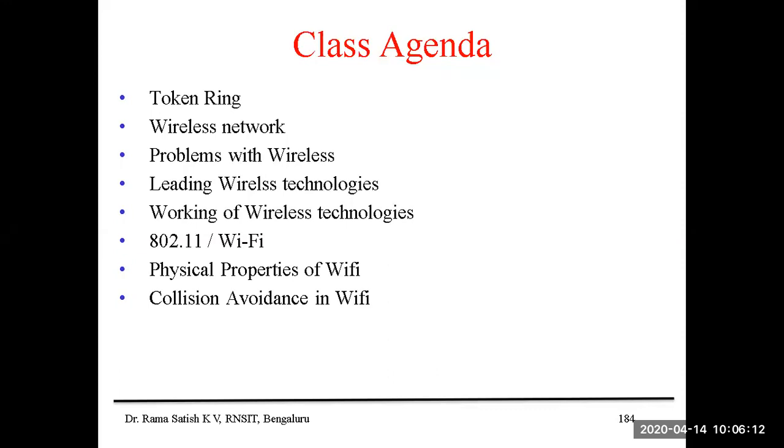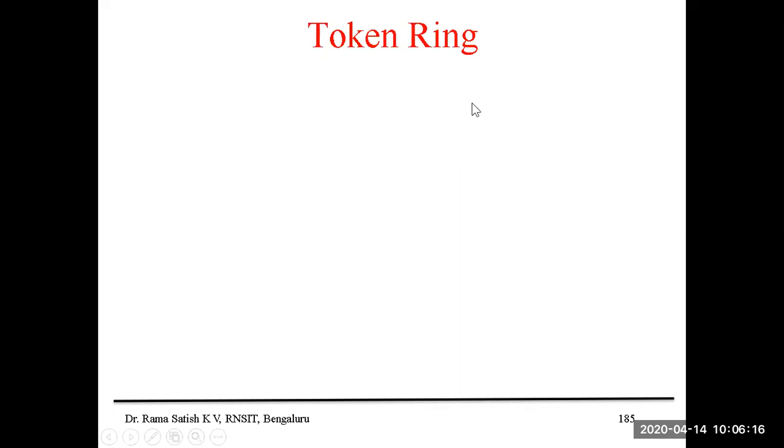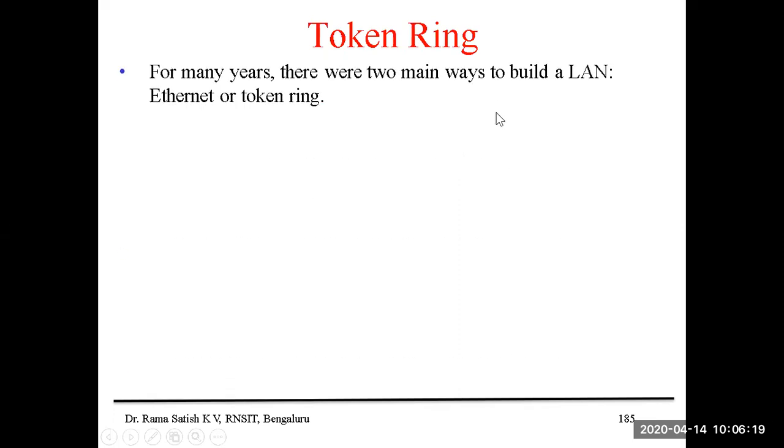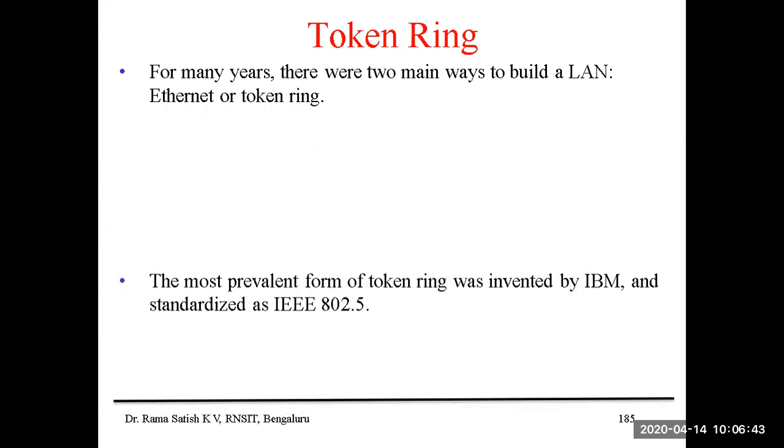Okay. So what is exactly a token ring? Token ring is actually a topology. So just like your LAN, that is Ethernet, which is a bus topology, whereas a token ring is connected, one end is connected to another end, forming a ring. For many years, there were two main ways of building a LAN. One is using Ethernet, another one using a token ring.